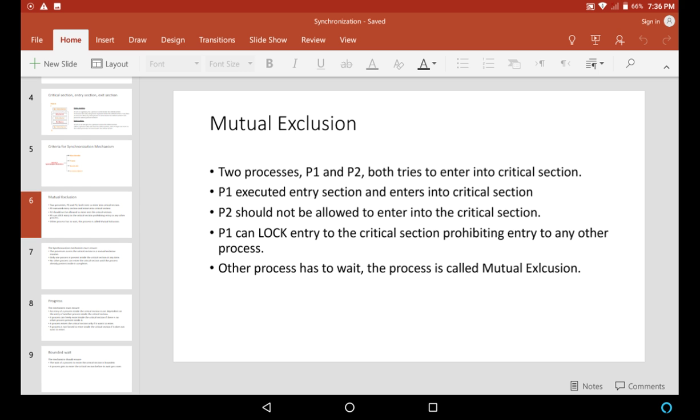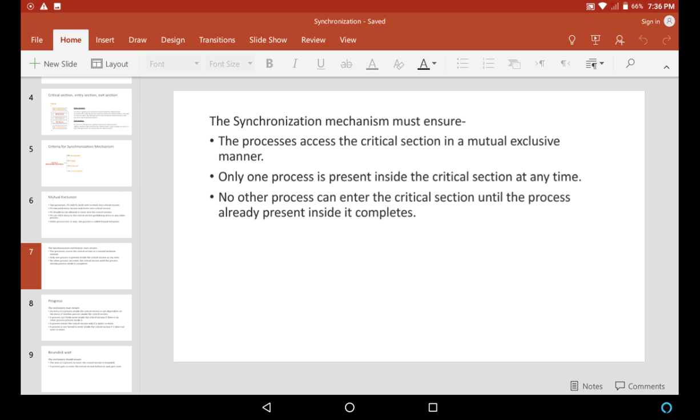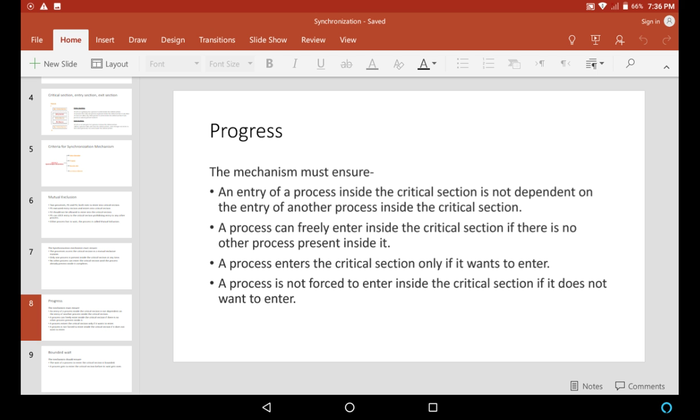So we have to develop a synchronization mechanism so that it can ensure the processes access the critical section in a mutually exclusive manner. Only one process is present inside the critical section at one amount of time, and no other processes can enter the critical section until the process already present inside it completes the task. Now the second rule is progress.